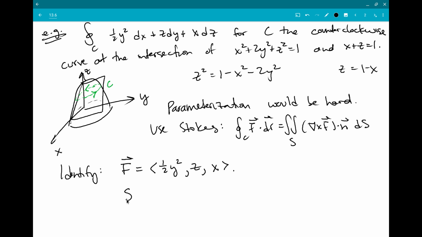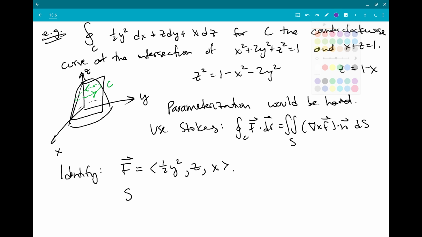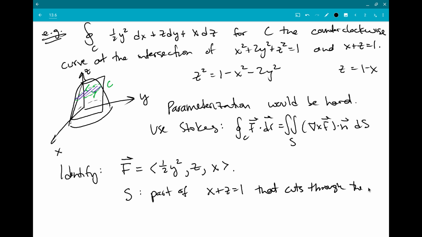And then I have to pick my surface. So my surface has to be something that uses as its edge my curve. And so when I look at this picture, I could pick this part of the bowl right here, like I drew on the previous slide, that has that green curve as the base of it. But I'm going to find that it's easier to go ahead and use the part of the plane that's cut out by this circle. So I'm going to use S, the part of the plane, x plus z equal 1, that cuts through the bowl.